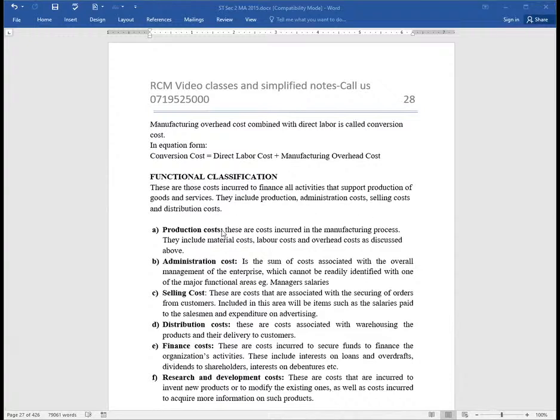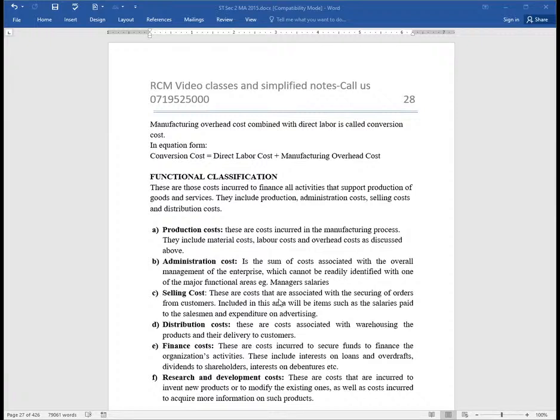So we have here production, which we have as a key function. Production costs are costs incurred in the manufacturing process. They include labor, materials, and overheads as discussed above, direct overheads. Then we have administration. Administration is a key function of any serious entity. It's the sum of costs associated with the overall management of the enterprise, which cannot be readily identified with one of the major functional areas. A very good example of administration, ladies and gentlemen, will be the manager's salaries.